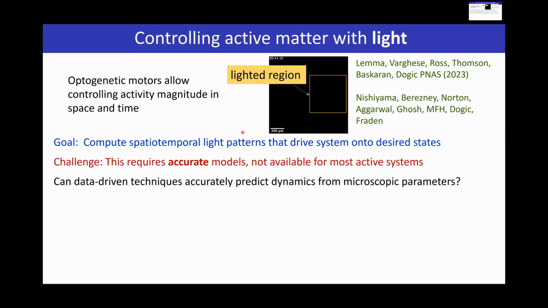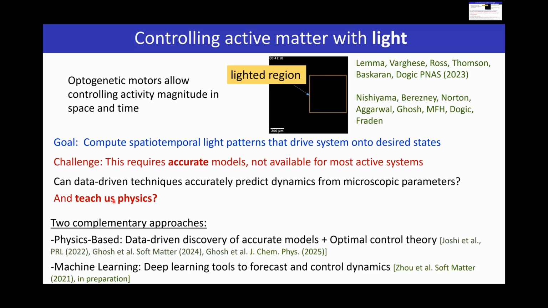So what we wanted to know was, could data-driven and machine learning techniques help with this? Could we build models that would allow us to be able to control the system? And at the same time, could we actually learn some physics while doing it? And we adopted two complementary approaches in parallel to try this.